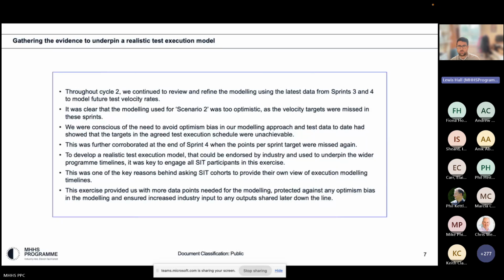And that was one of the key reasons why we went out to the SIT cohorts to ask them to undertake their own execution modelling exercise. And then we sat down with the MVC to go through those models and ask what the programme could do, what they felt they could do, and how believable and achievable they were, how aggressive or conservative each of those models were. And that helped give us a good understanding of the variation of where the cohorts were and what the art of the possible was. And again, that gave us the data points we could feed into our modelling to protect against our own optimism bias, and ensure that there's a level of industry input in any outputs that we shared down the line as well.